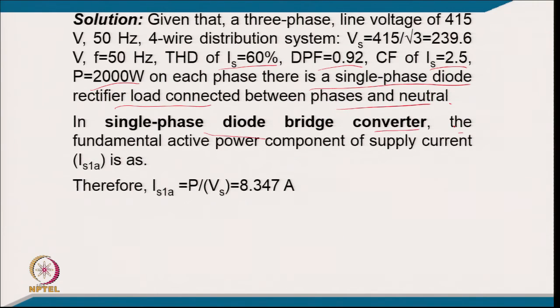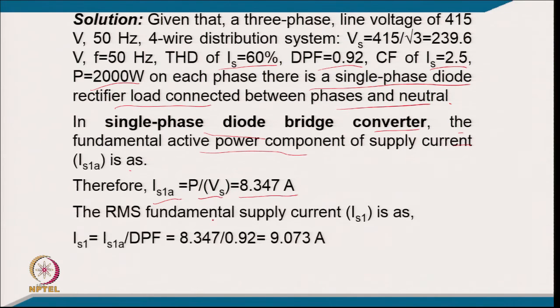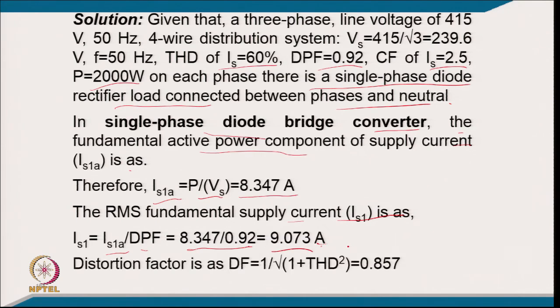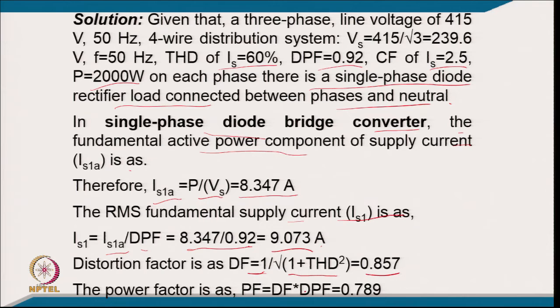And in the single phase diode rectifier bridge converter, the fundamental active power component of the supply current is IS1A equal to PS divided by Vs, that is 8.347 ampere, and the RMS fundamental supply current will be IS1 equal to IS1A divided by DPF. So, putting the value, the RMS fundamental current comes like 9.073 ampere, and the distortion factor is DF equal to 1 upon root of 1 plus THD square, so it comes 0.857, and the power factor is DF into DPF, so it comes 0.789.